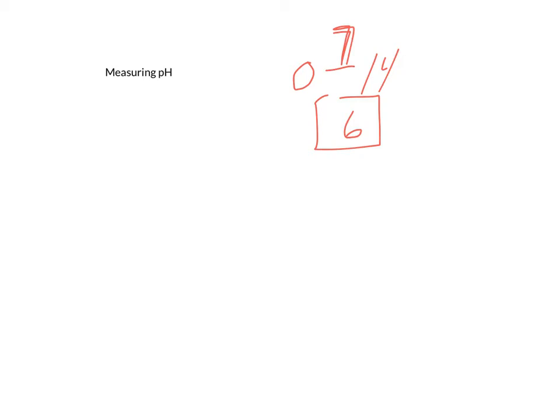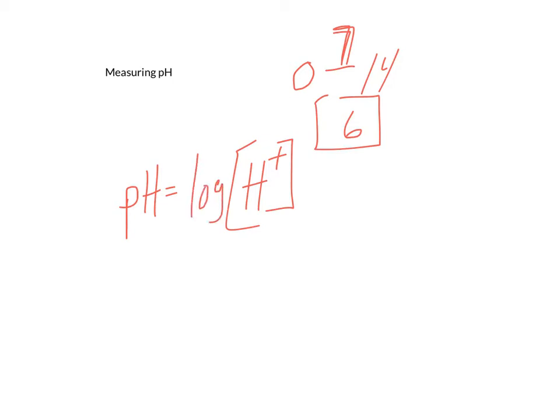Now, what most people don't realize, though, is that the pH is actually a measurement of how many hydronium ions there are in the solution, or it's a measurement of the concentration of hydronium in the solution. The only weird thing is that it's a logarithmic, yes, I said the word logarithmic, measurement where the pH is actually equal to the opposite of the log of the concentration of hydronium.